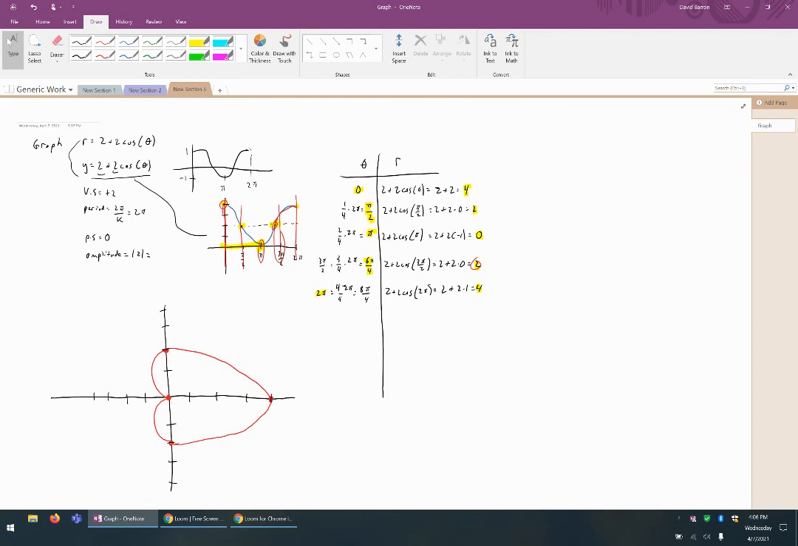So I hope that this helps you. And this is an approximate amount of the work that I'm looking for you to show on tests.